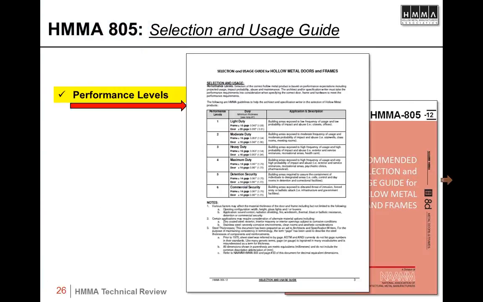Now, in this document, there's some material covered about the performance, and HMMA establishes 6 levels of performance for door openings, and this ranges in different durability and operation requirements for the opening.